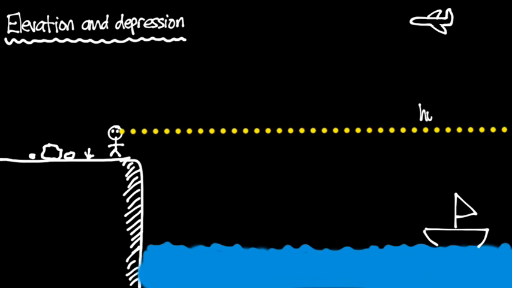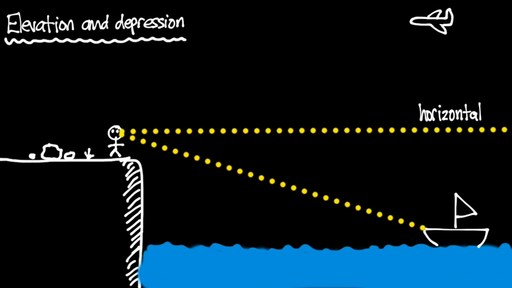Alright, let's talk about elevation and depression and how we can use trigonometry to solve these types of issues and questions. Look, little guy, he's standing on the edge of a cliff, and the ocean below is a yacht, and up above, flying overhead, is an aircraft. If he looks directly out, he is looking out horizontally off to the horizon. If he looks down to the boat, now that creates what we call an angle of depression.